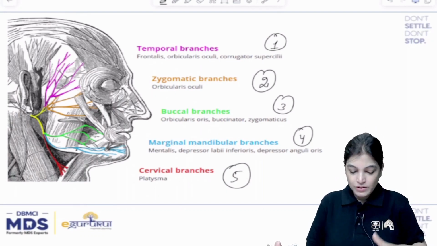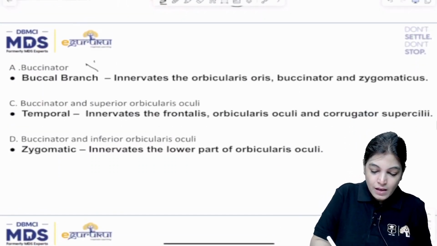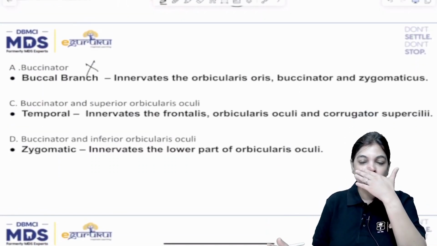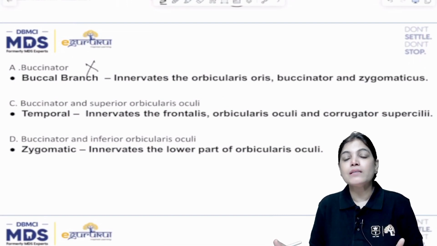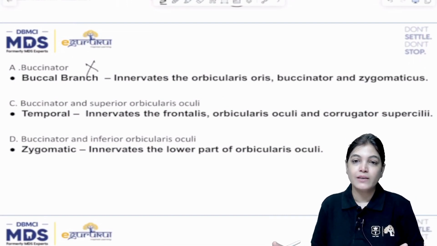Now let's move on to the next question, but before that I would like to strike the incorrect answer. If one of the options was just buccinator, yes, buccinator muscle is getting innervation, but other than that, the orbicularis oris muscle is also getting innervation, so it's wrong.